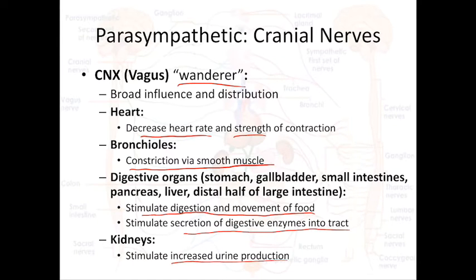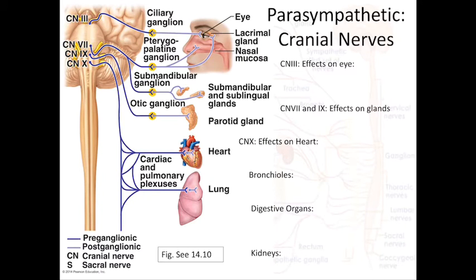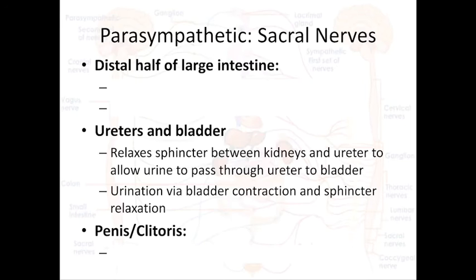Okay, so all of these things that the vagus nerve is doing can happen when we're not stressed, right? We're not stressed, we can digest food, our heart rate can be lower, we can breathe less with the bronchioles, and we can urinate. So fill this in to recap what we just talked about on those cranial nerves. This is just one half of the parasympathetic nervous system. Next we'll talk about the other side, the sacral nerve side of the parasympathetic.